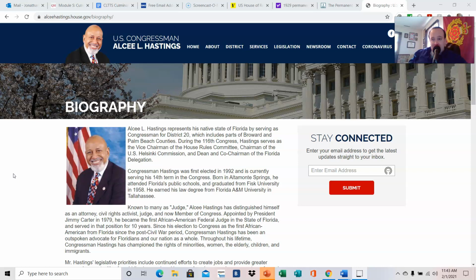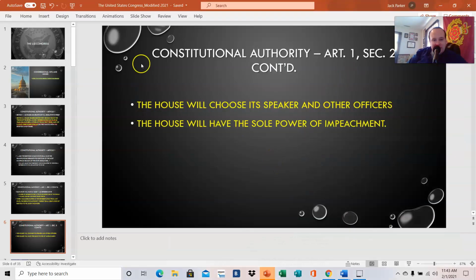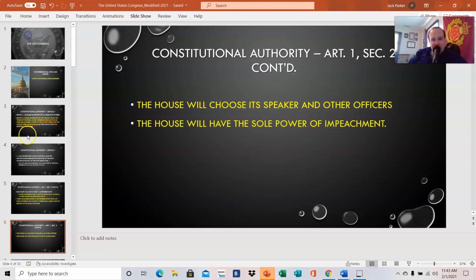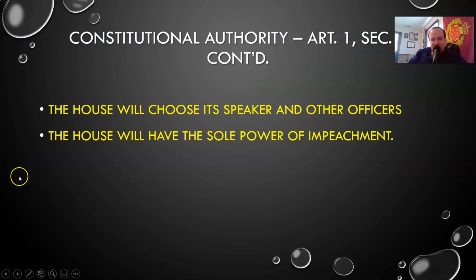But he was not barred from holding future office, which is why he's in the U.S. House of Representatives right now. I thought that was an interesting little tidbit. I just recently learned about that myself and thought I would share it with you. So the House has the sole power of impeachment. I mean, the most current examples of that would be the two impeachments of former President Trump.